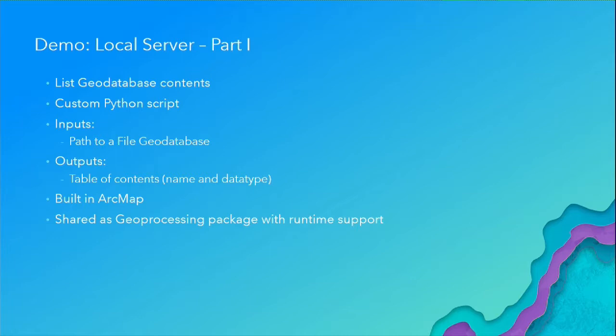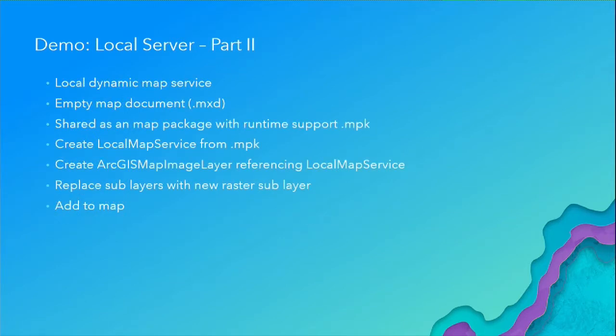Okay, so again, that second demonstration of using the local server there, you reused that list geodatabase contents Python script, took in the path to the geodatabase, provided me a table of contents with the name and the data type. I again used a local dynamic map service with an empty map document, created a local map service from that map package, and then created a map image layer to visualize that raster dataset within the view.